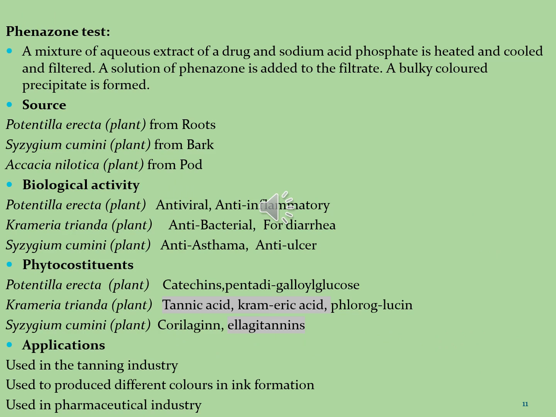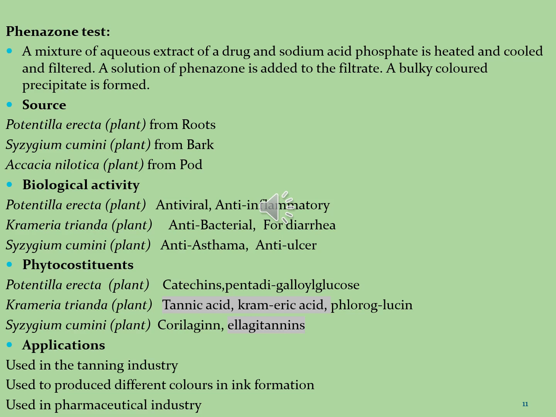The second test is the Swinozone test. This test is carried out when a mixture of aqueous extract of a drug and sodium acid phosphate is heated, cooled and filtered. A solution of phenazone is added to the filtrate. A bulky colored precipitate is formed, which indicates the presence of tannin molecules.